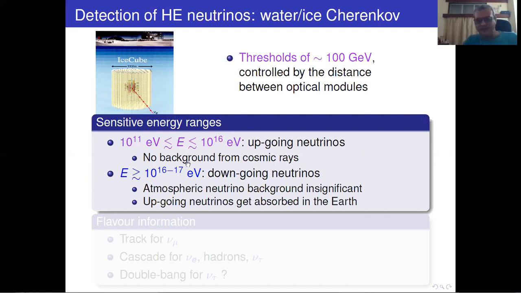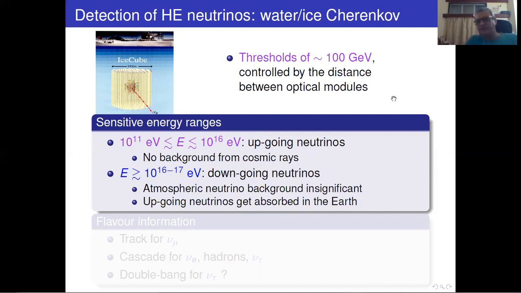On the other hand, if you go beyond 10^16 electron volts, upgoing neutrinos won't be able to be seen because such neutrinos get absorbed in the Earth. At these energies, the cross section of neutrinos in the Earth is large enough that they actually get absorbed. However, in that energy range, the cosmic ray flux has become so small that you can see downgoing neutrinos. So it's quite nice that in the lower energy range it can see upgoing neutrinos, and in the higher energy range it can see downgoing neutrinos, because the atmospheric neutrino background is small there.